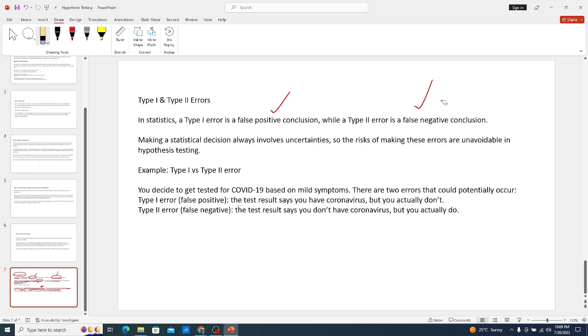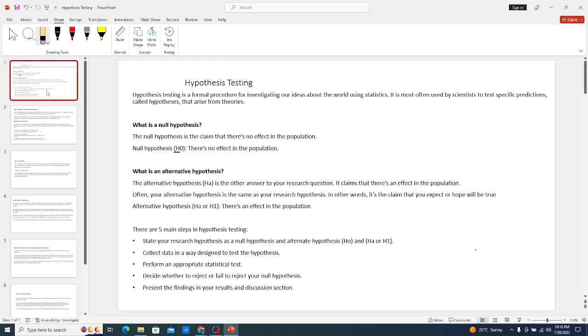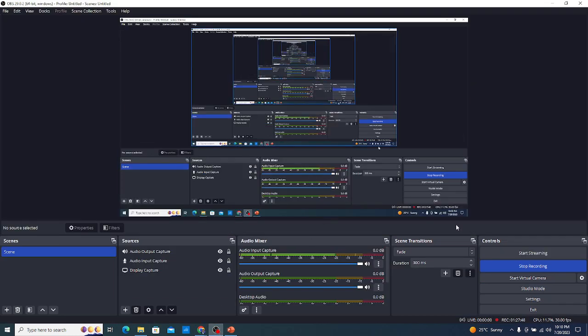You can go and learn more about hypothesis testing, maybe to understand where you find a gap.